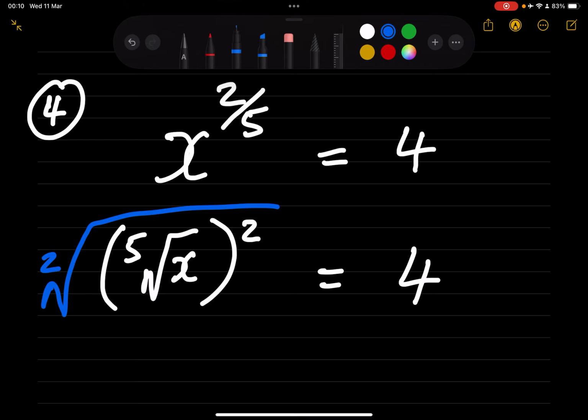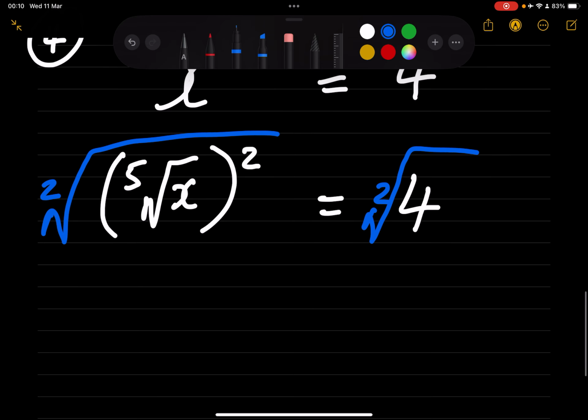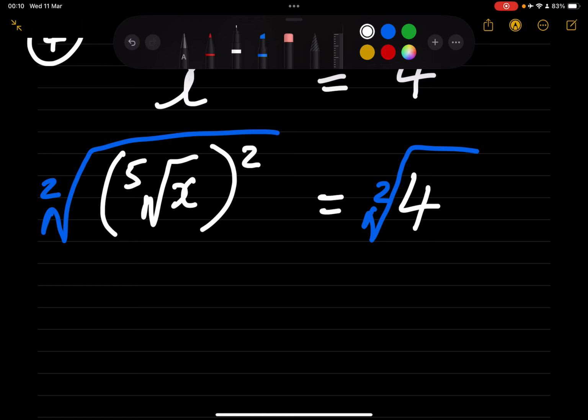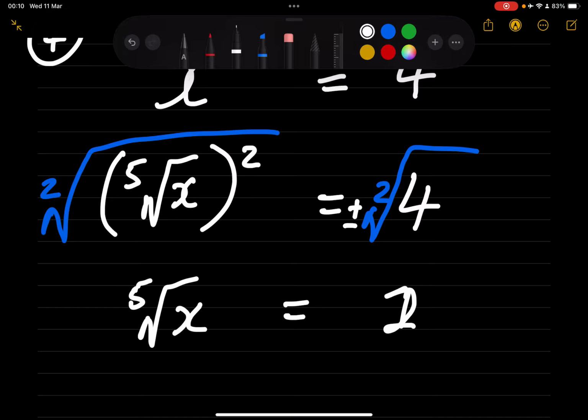So we square root both sides. You don't have to show the 2 on the square root. You can just write square root. But even if you show it, there's nothing wrong. And then we are left with fifth root of x equals what? 2. But remember, because we're square rooting, we need to always show plus minus.